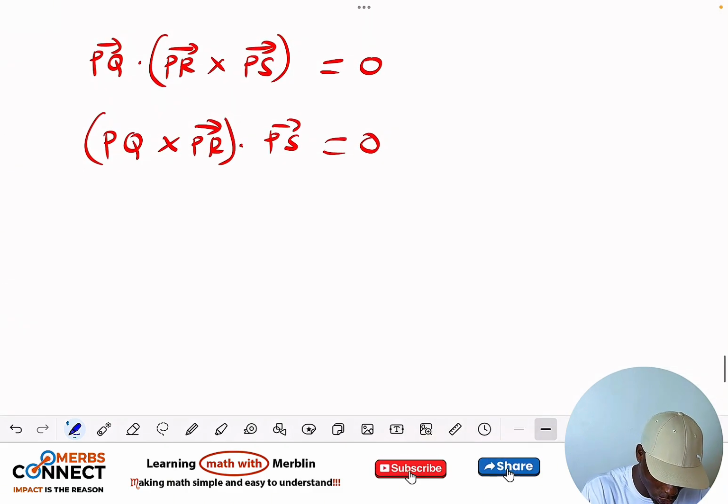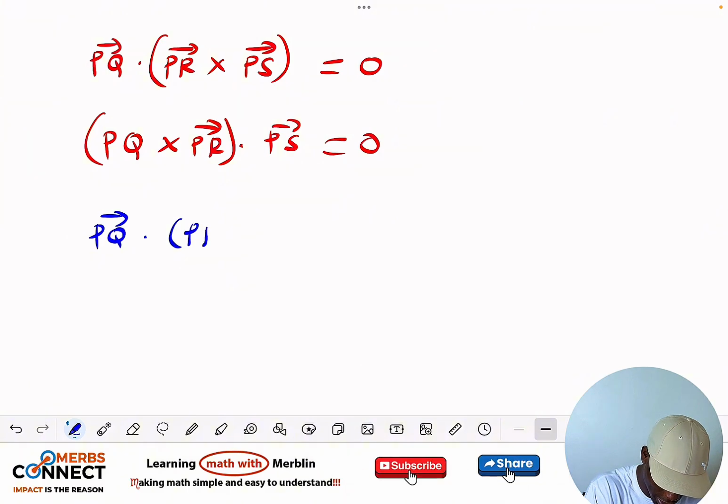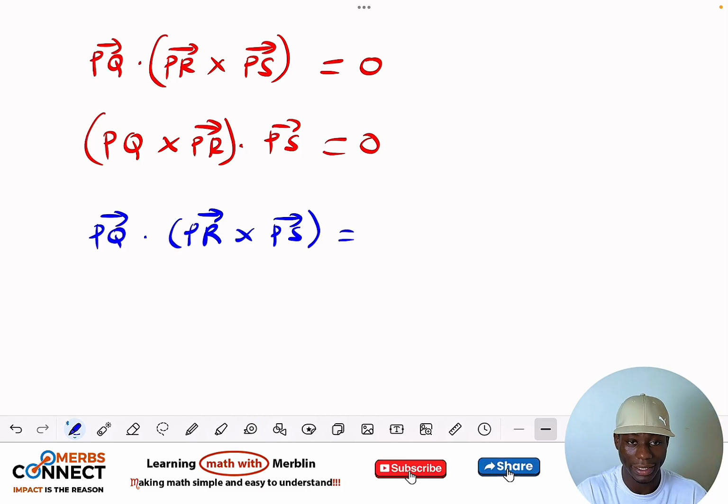So first we want to show that PQ dot PR cross PS is equal to 0. But this is a scalar triple product. This is a scalar triple product, so we can write it like this.